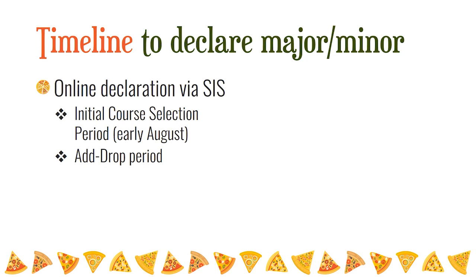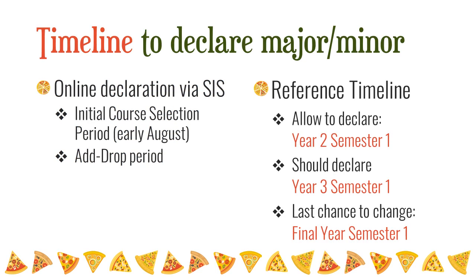And for the sense of when you should declare major minor, you are first allowed to do the declaration by year 2 semester 1. And by year 3 semester 1, you should already set your path and declare your major and minor. Last chance to make changes will be final year semester 1. After that, you couldn't find that button. It will be grayed out or disappear. So make sure that if you have any changes, for example, you want to shift your major into a minor, remember to do so by the deadline.